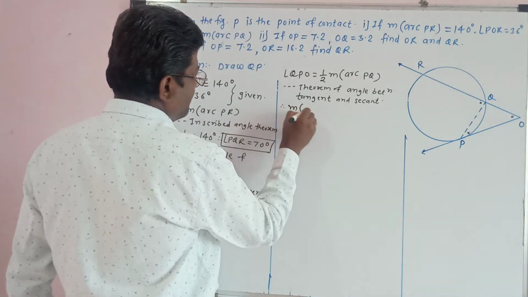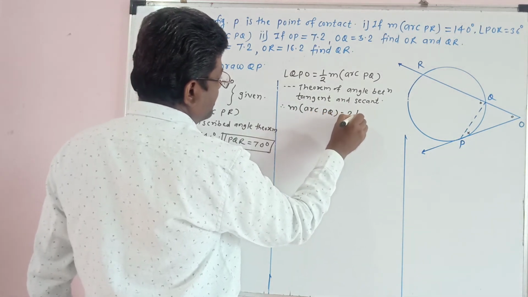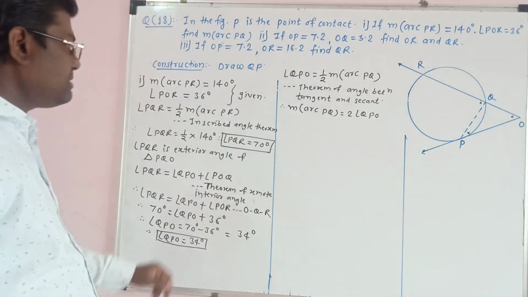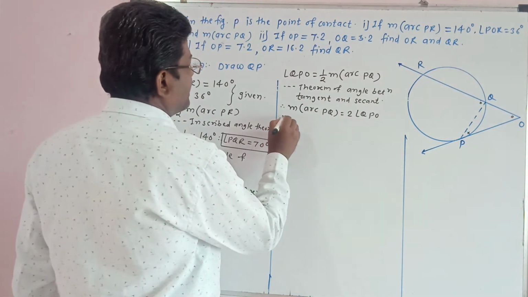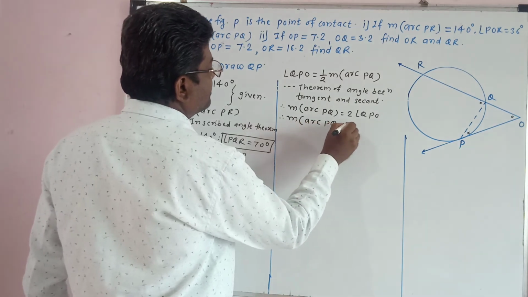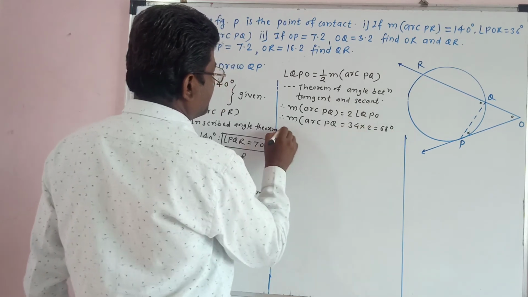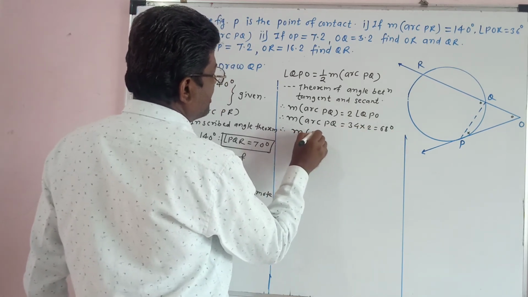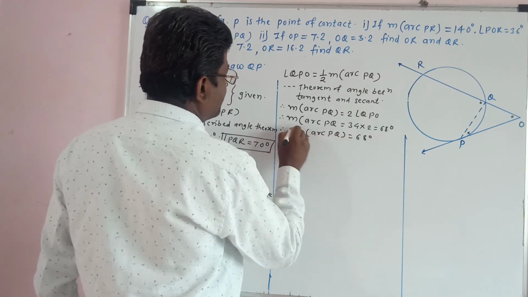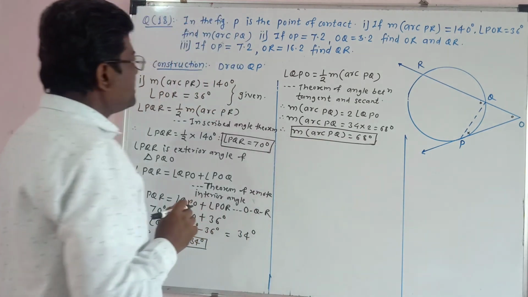Therefore measure of arc PQ is equal to 2 into angle QPO. Now angle QPO is 34 degrees. Therefore measure of arc PQ is equal to 34 into 2, which is 68 degrees. Therefore measure of arc PQ is equal to 68 degrees, which is our first answer.